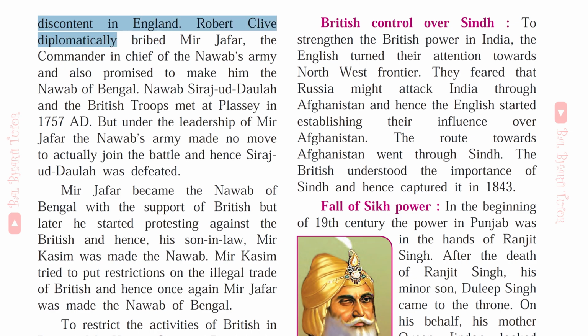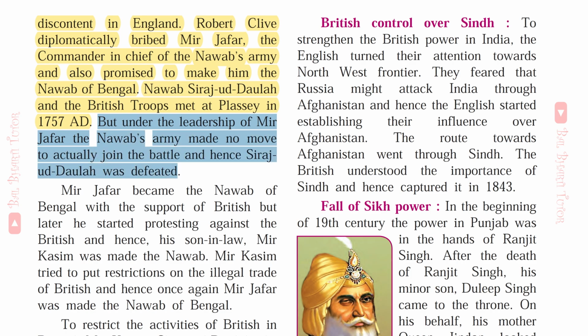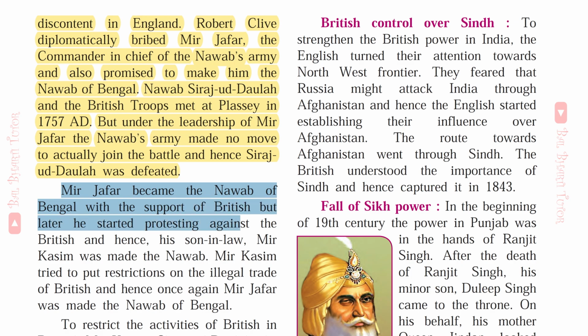Robert Clive diplomatically bribed Mir Jafar, the commander-in-chief of the Nawab's army, and also promised to make him the Nawab of Bengal. Nawab Siraj-ud-Daulah and the British troops met at Plassey in 1757 AD. But under the leadership of Mir Jafar, the Nawab's army made no move to actually join the battle, and hence Siraj-ud-Daulah was defeated. Mir Jafar became the Nawab of Bengal with the support of the British, but later he started protesting against the British, and hence his son-in-law Mir Qasim was made the Nawab.